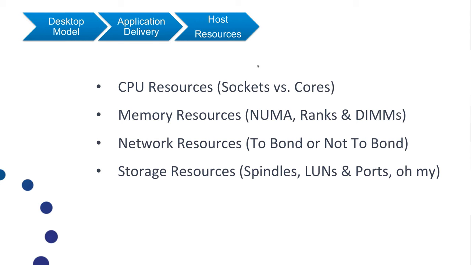The other thing is bad network distribution. Just because you have a gigabit link doesn't mean that it's a good idea to plan around being able to run it at 90%, right? The ability to distribute your traffic effectively through your network is a key consideration in the design, and that design permeates all the way through to the NIC architecture and the bonding and teaming, if you will, within your virtual host. Storage resources, spindles, runs, and ports, oh my.